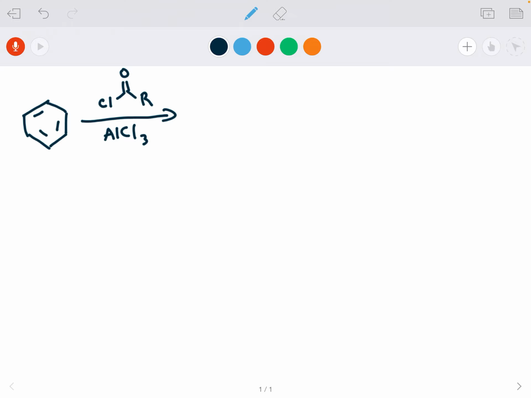I still have my aluminum trichloride as the Lewis acid catalyst. In my product, I'm going to install the acyl group onto the ring. So again, it's a substitution, right? I'm still preserving the aromaticity of the ring. But this time, rather than installing an alkyl group, I'm installing an acyl group on.